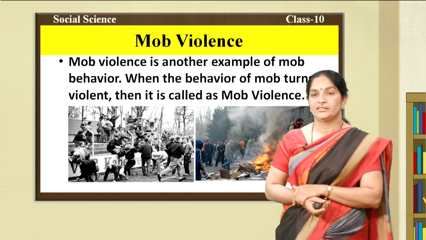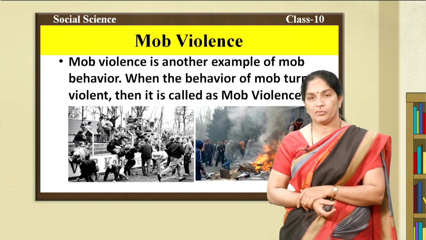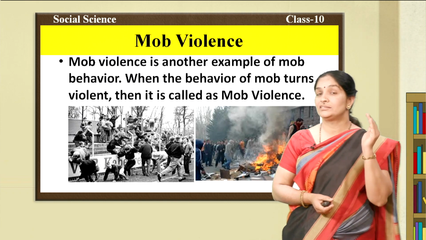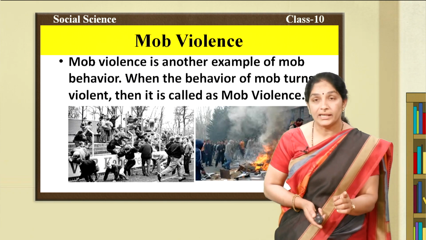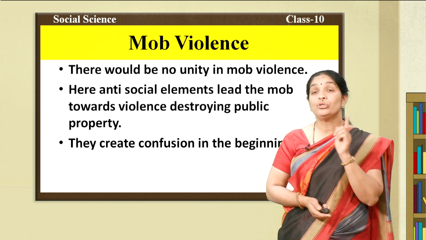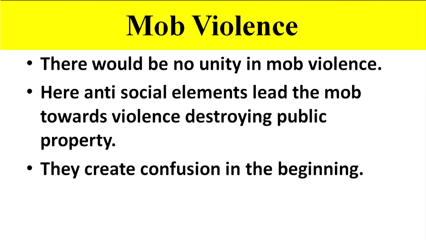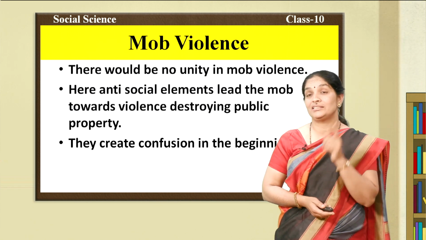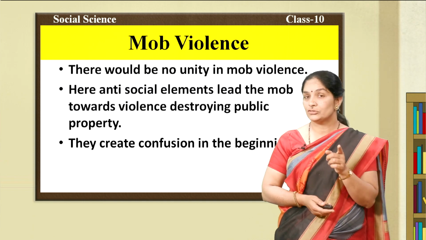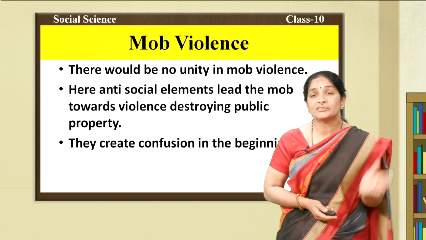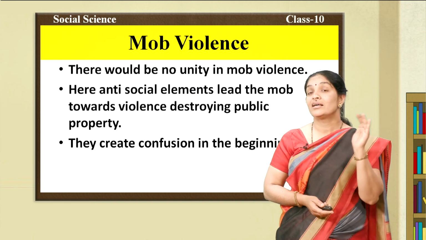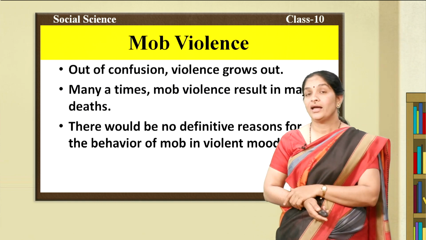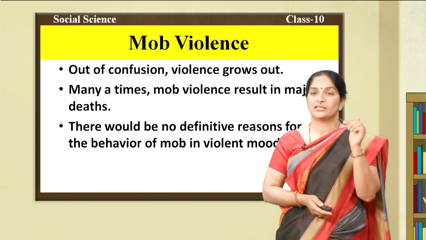Look at the picture. There is firing in the mob. When the behavior of mob turns violent, then it is called mob violence. Children, there would be no unity in mob violence. Here, antisocial elements lead the mob towards violence. They lead to destroy the public property. Antisocial elements worked here. So, this leads to violence, and it is unexpected violence, and they create confusion in the beginning, and out of confusion violence grows.